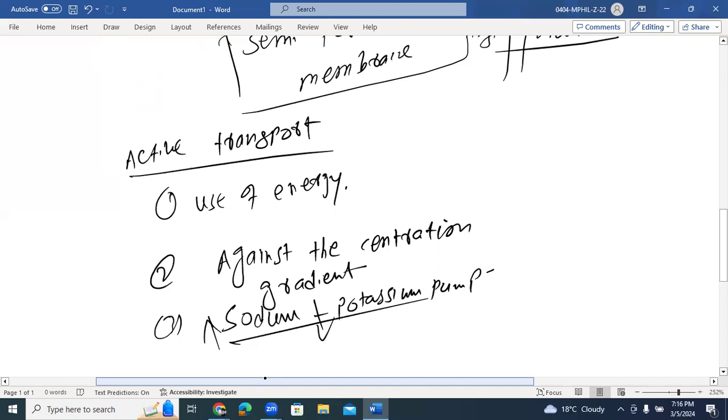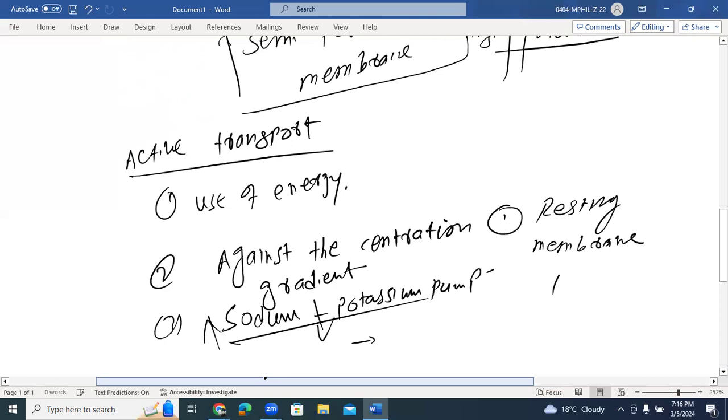The sodium potassium pump is used to do what? What is its function? To maintain the resting membrane potential of the neuron, right? And the electrochemical gradient of the cells. Two things, or two functions. One is the resting membrane potential.